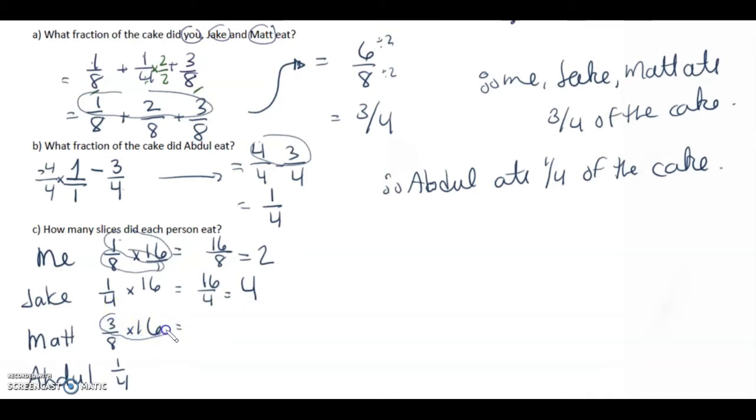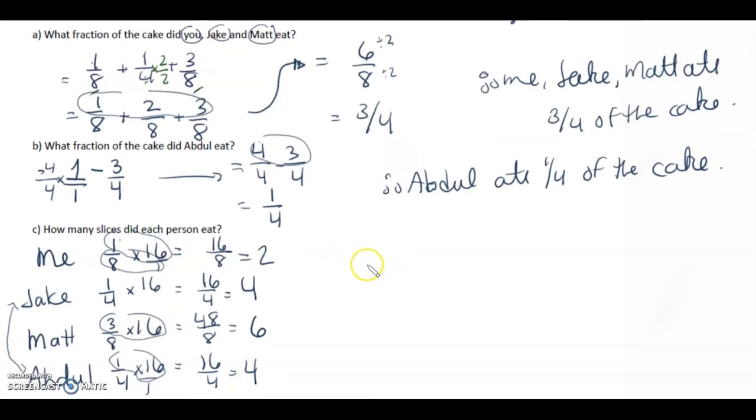Matt ate 3 times 16, which is going to give us 48 over 8. So that's 6 slices. And Abdul and Jake ate the same amount. So times 16, that's going to be 16 over 4. So he ate 4 slices.